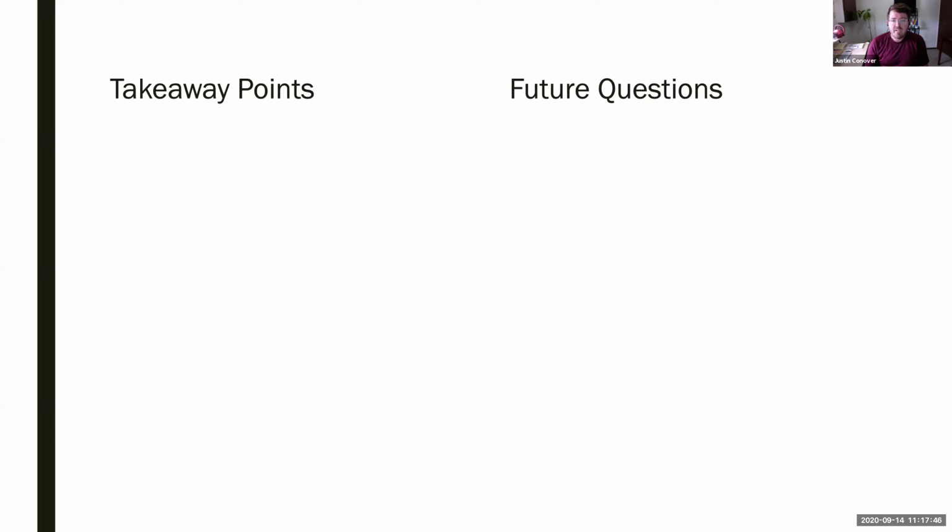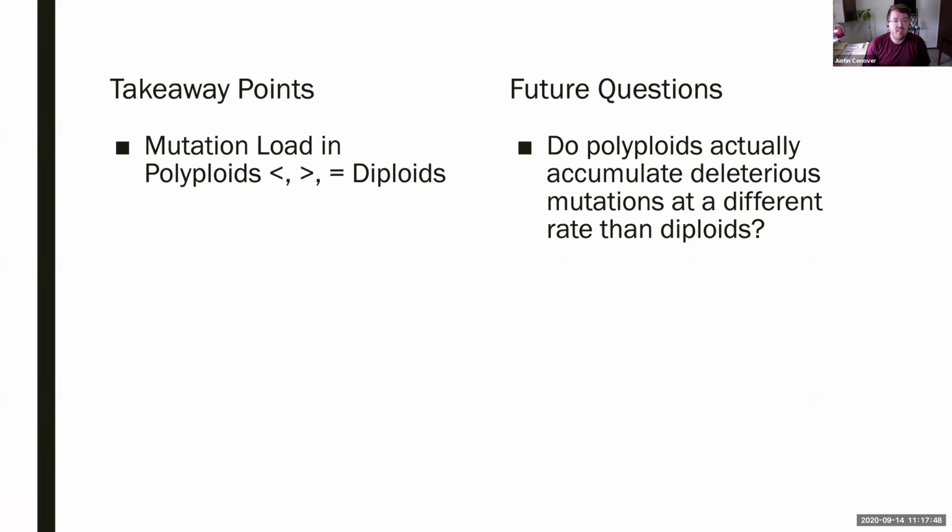So finally, a few takeaway points that I've learned today. The mutational load in polyploids can either be less than, greater than, or equal to diploids. We don't see an absolute trend, which is kind of surprising and counter to what we would have expected, that polyploids can handle more deleterious load than their diploid progenitors do.